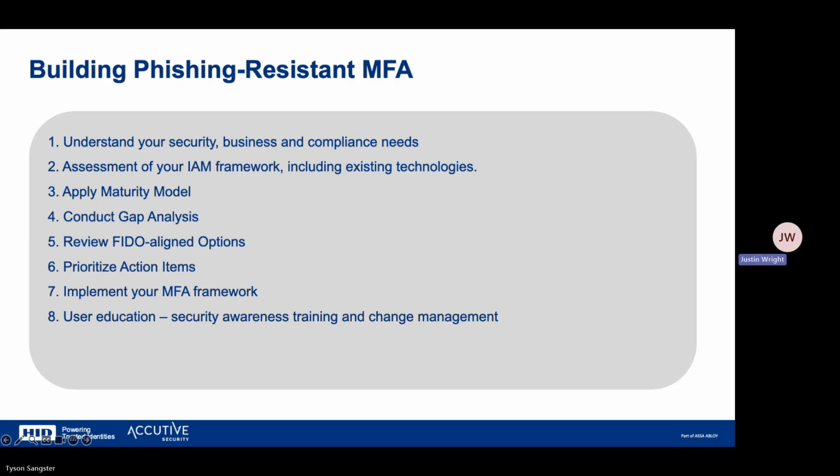Review FIDO-aligned options. Do your research and decide which FIDO products are the best fit for the users in your organization. Get your priorities straight. Decide which solutions you need to implement as soon as possible to make the company safe from threat actors and put them towards the top of your list. Next, roll out your MFA technology framework. Use your priorities list to tackle the necessary items first.